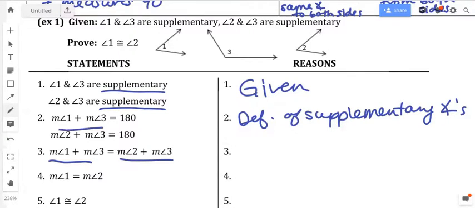So basically what they did is they took measure of angle 2 plus measure of angle 3 and plugged it in here for 180. Okay, so remember when you move segments or angles or expressions around, that's substitution property. So because 2 plus 3 is equal to 180, I can replace 180 with measure of angle 2 plus measure of angle 3. So that's substitution property of equality.